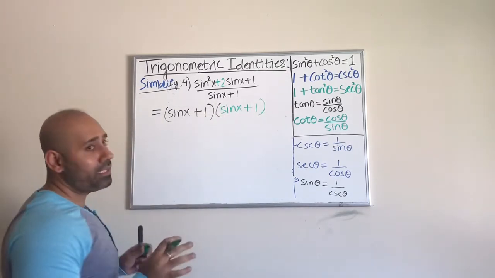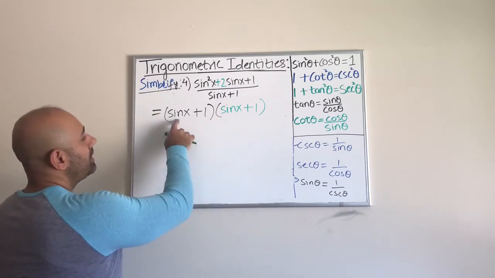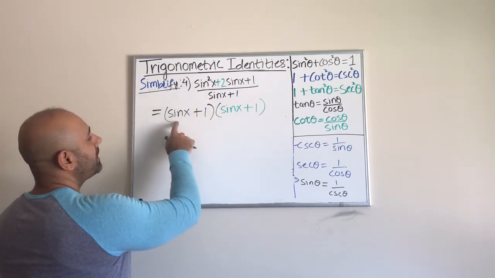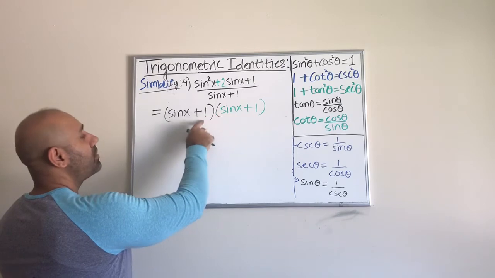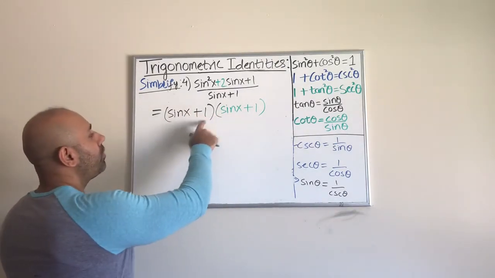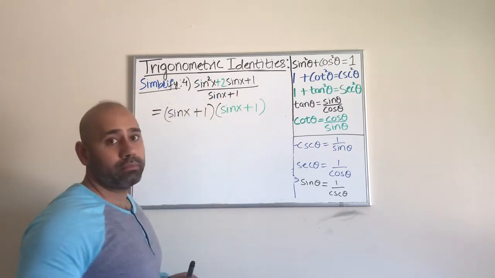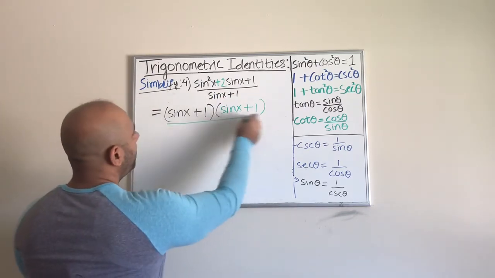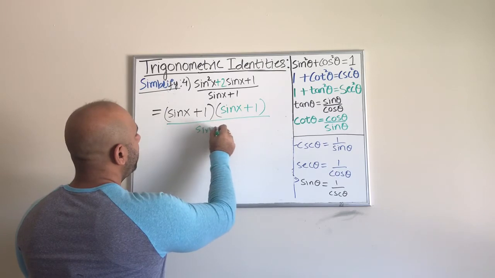Let us make sure that these are still the correct factors. Sine x times sine x is sine square x. Sine x times 1 is sine x. Sine x times this one is sine x. Sine x plus sine x will add up to 2 sine x. And then 1 times 1 is going to be 1. Okay? And then you have to divide this by sine x plus 1.